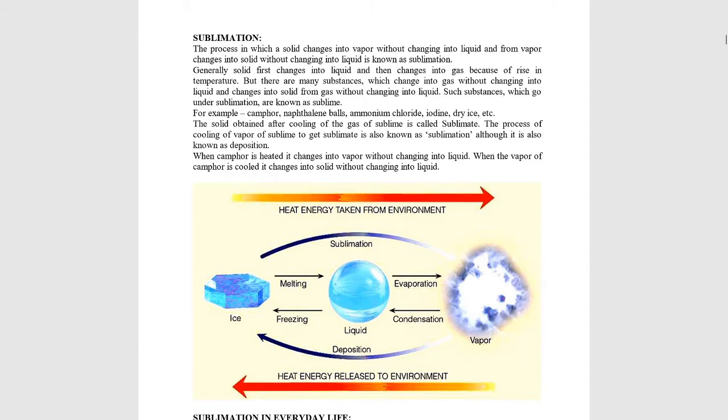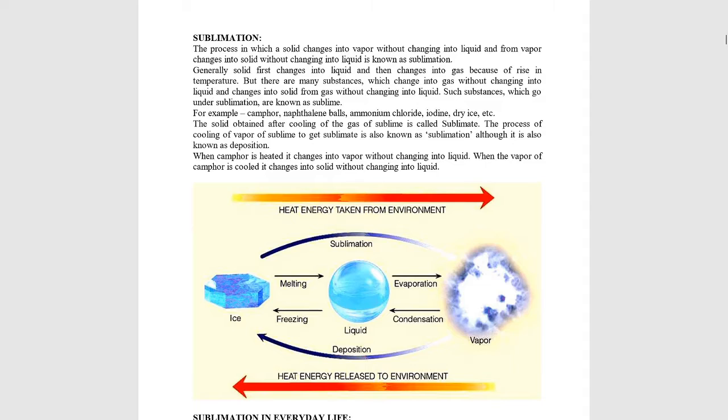Generally, a solid first changes into liquid and then changes into gas because of rise in temperature. But there are many substances which change into gas without changing into liquid, and gases which change into solid without changing into liquid. Such substances which go under sublimation are known as sublimes. Not all substances, only certain substances are able to do so.